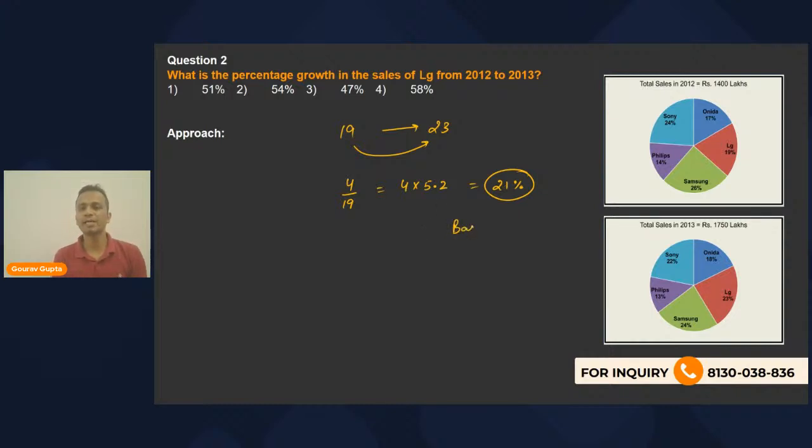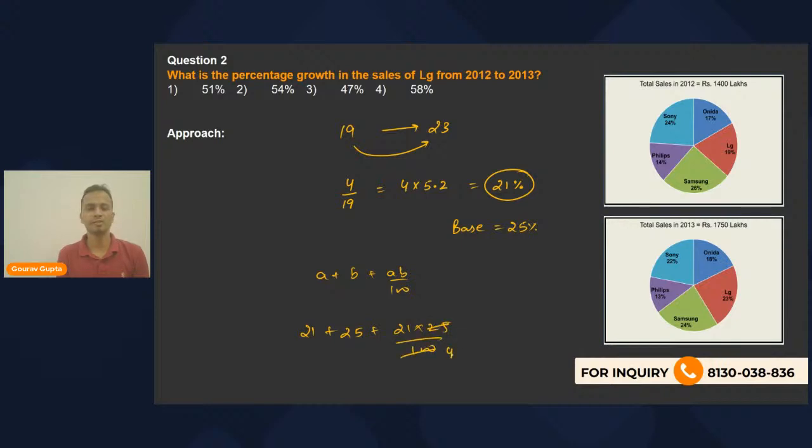And how much was the increase in the base? 25 percent. So using the formula A plus B plus AB upon 100, 21 plus 25 plus 21 into 25 upon 100.